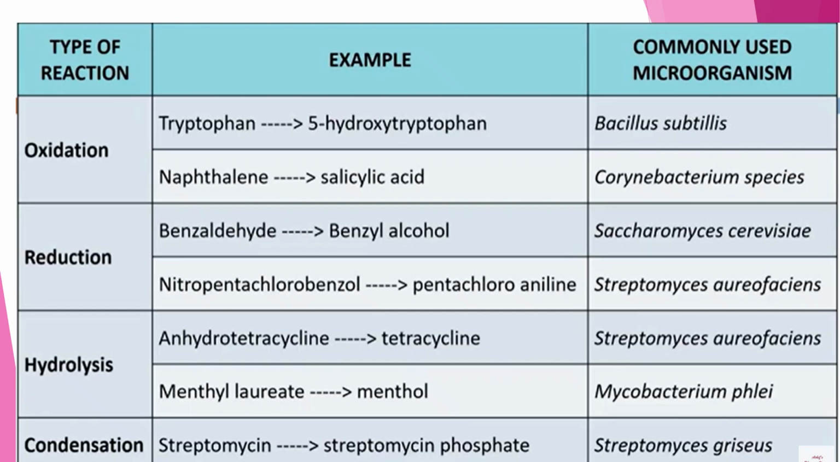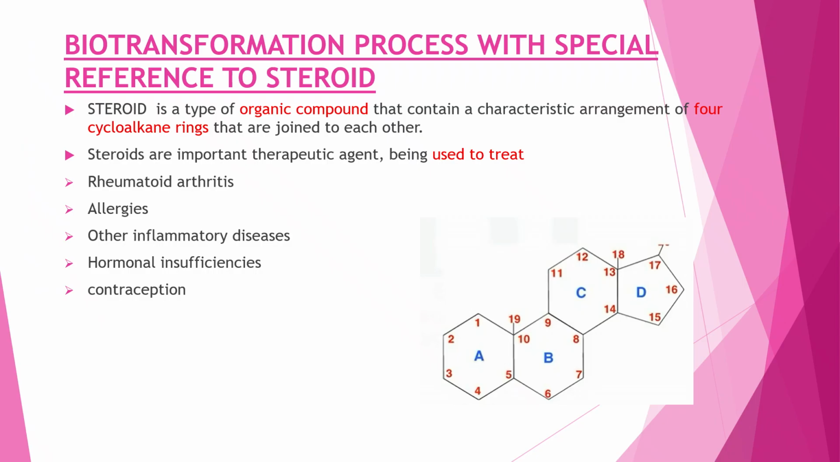A lot of reactions. In the first slide, we already said that 12, 13 reactions are there. Streptomycin can be converted into streptomycin phosphate by using Streptomyces rhesus. So these are all the biotransformation reactions. Then next is the biotransformation process with special reference to steroids.